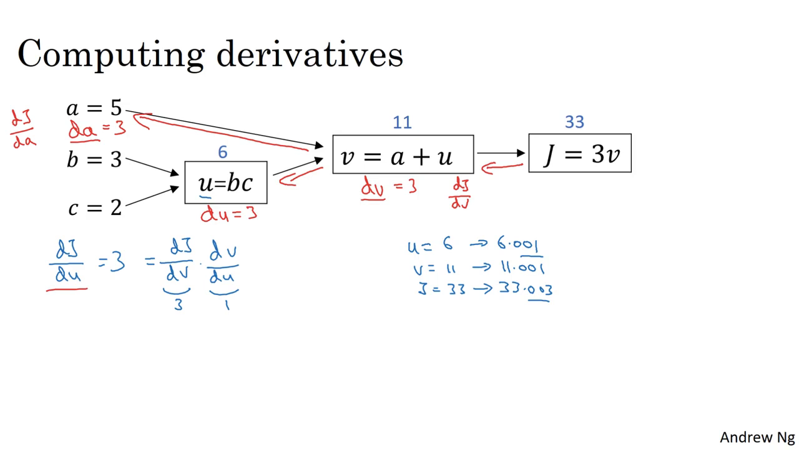Now, we'll step through one last example in detail. So what is dJ/db?